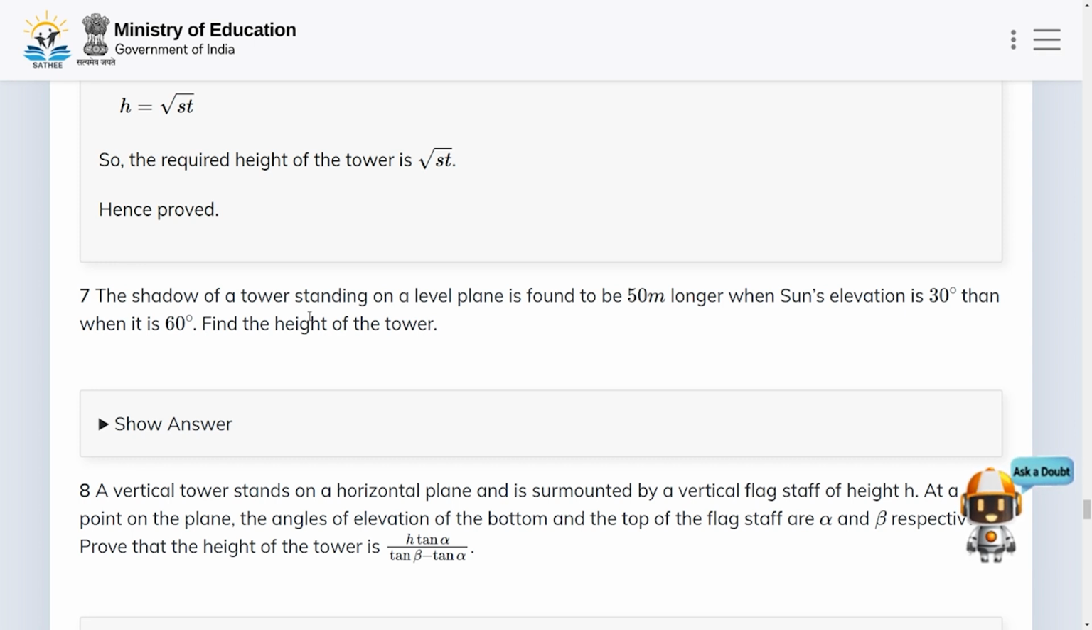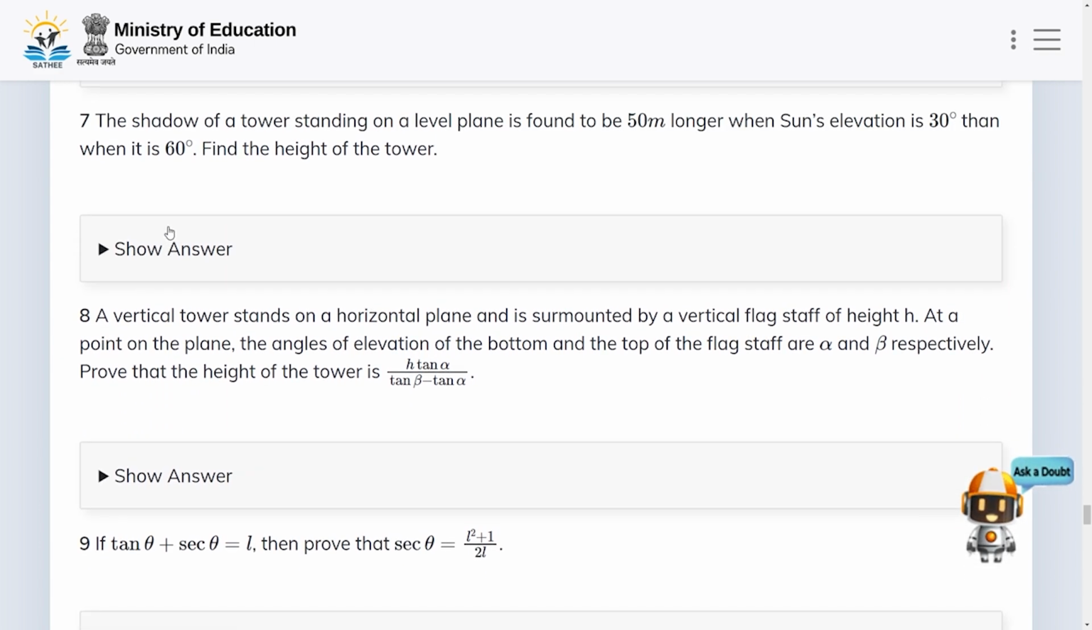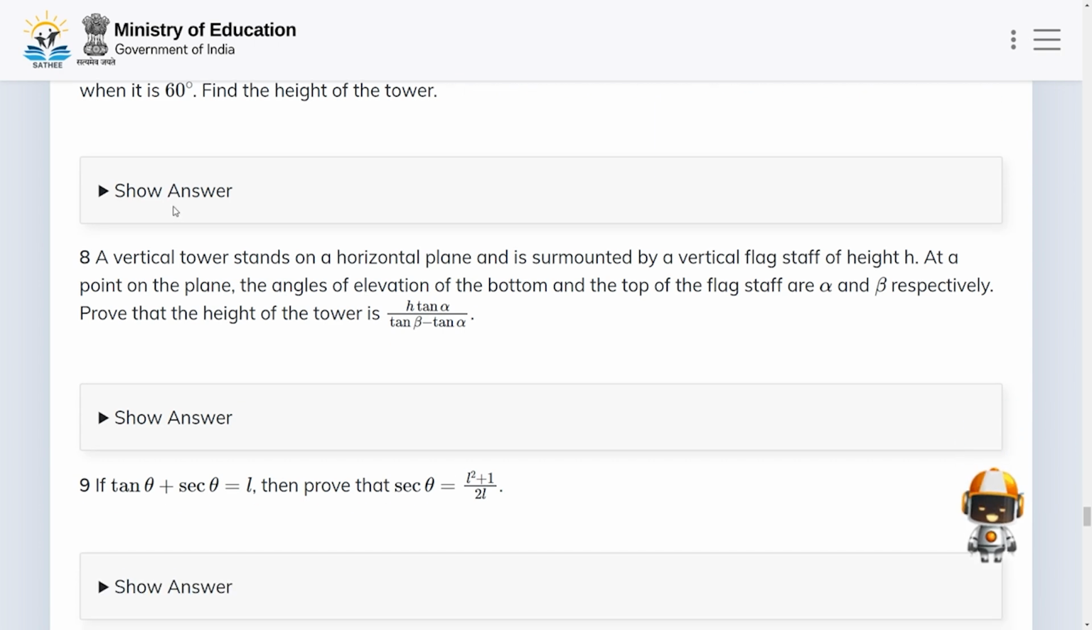Hence proved. Now let us move to the next problem. Here we have the shadow of a tower standing on a level plane is found to be 50 meters longer when the sun's elevation is 30 degrees than when it is 60 degrees. Find the height of the tower. So let us find the height of the tower.